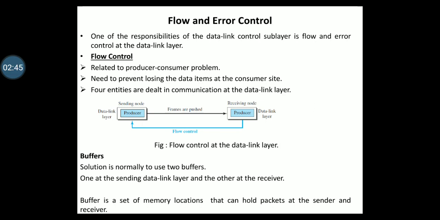What we see from this figure is that the data link layer at the sending node tries to push frames towards the data link layer at the receiving node. If the receiving node cannot process and deliver the packet to its network layer at the same rate that the frames arrive, it becomes overwhelmed with frames. So, flow control in this case can be feedback from the receiving node to the sending node to stop or slow down pushing frames. Next, we will discuss buffers.